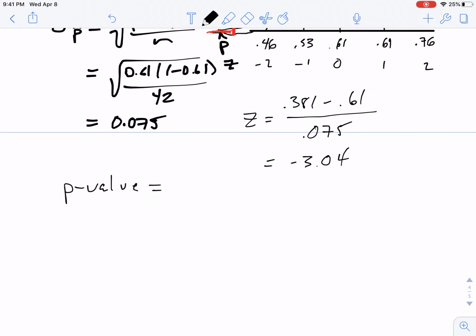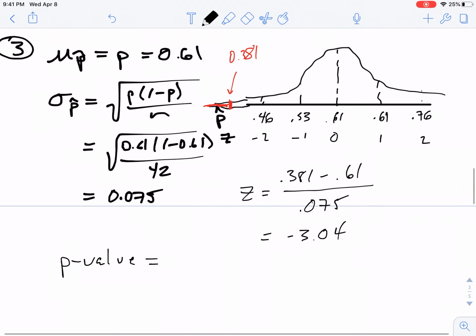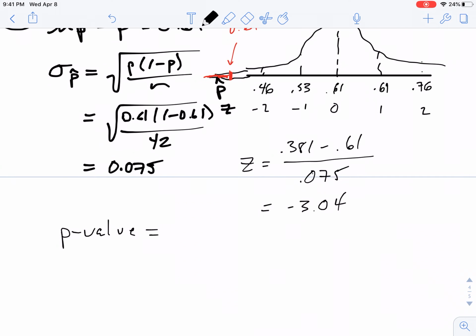So the p-value is basically the probability of getting a sample statistic less than the one that we got in this sample, again, because that was a lower tail test. So a p-value, it's a probability, so it just comes from normal CDF on the calculator. So what you're going to put into normal CDF, remember normal CDF is second vars down to normal CDF.